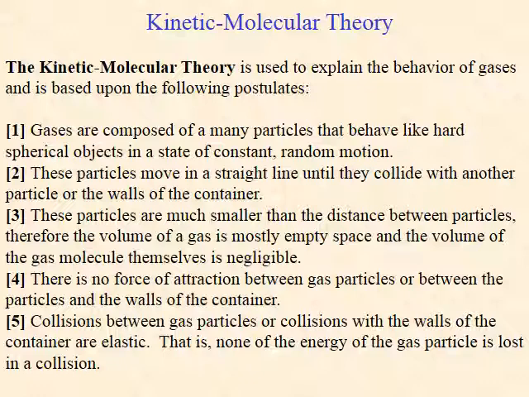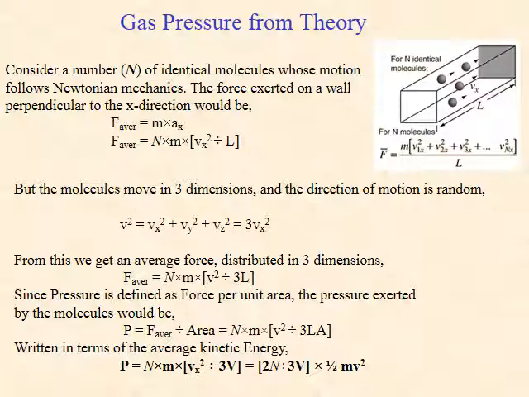4. There is no force of attraction between gas particles or between the particles and the walls of the container. 5. Collisions between gas particles or collisions with the walls of the container are elastic. That is, none of the energy of the gas particle is lost in a collision. Under the assumptions of the kinetic molecular theory, we can determine the average force on the walls of a container. The average force and pressure on a given wall depends only upon the components of velocity toward that wall. But the assumption that the molecular motion is random allows us to express these quantities in terms of the average kinetic energy of the particles in a gas sample.